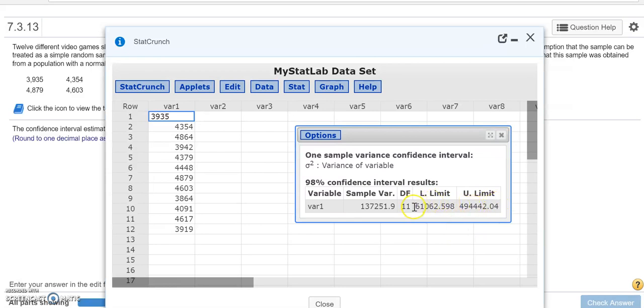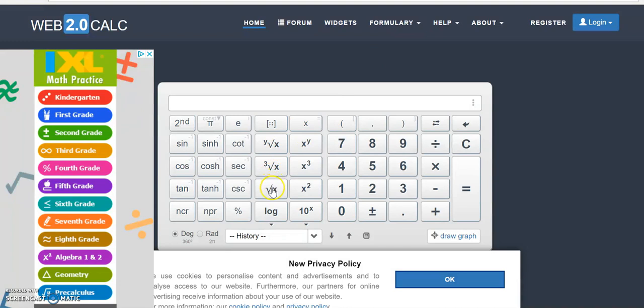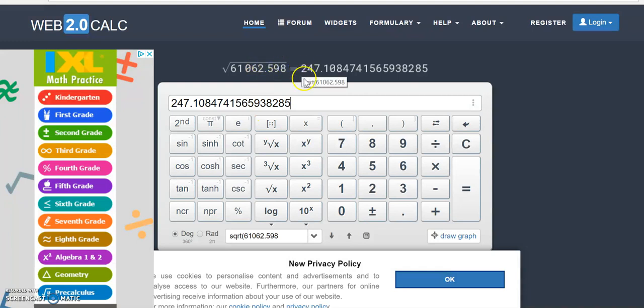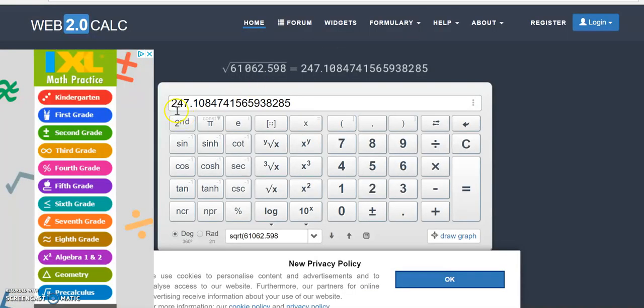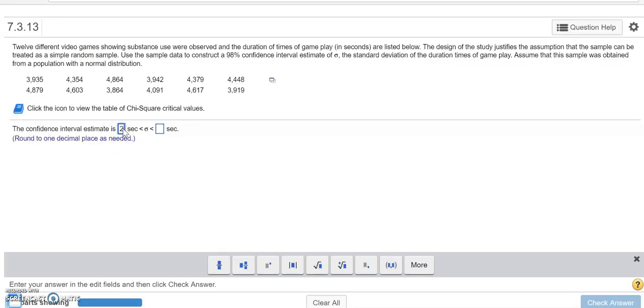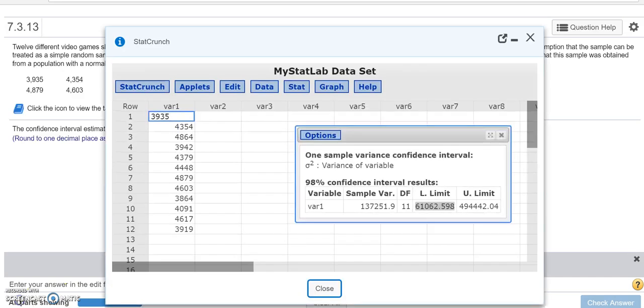So let's do that. So I'm just going to copy the lower limit here, and I'm going to jump over to my calculator, and I'm going to say square root, and then paste in that number. Okay, so this is the square root. So 247.1084, etc. This question asked us to round to 1 decimal place. So what was 1 decimal place? So it'll be 247.1 for the lower limit.